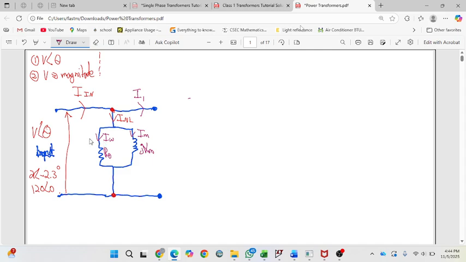Because it dissipated onto the circuit, that is never coming back. Okay? So your I no load splits into two. So you have your IW and you have your IM.